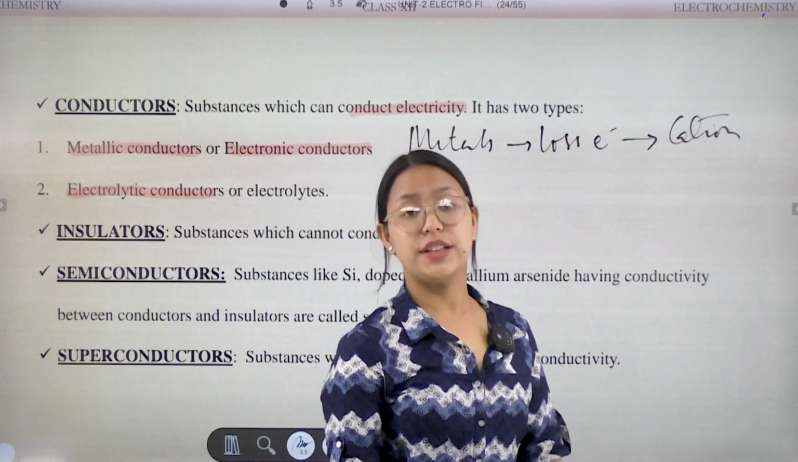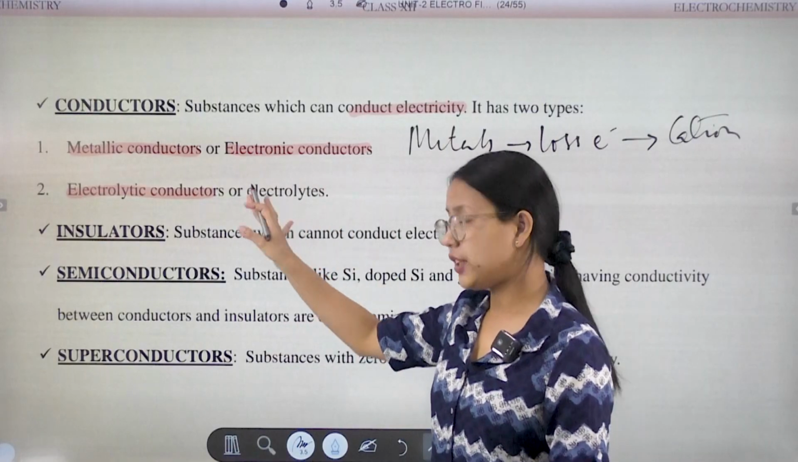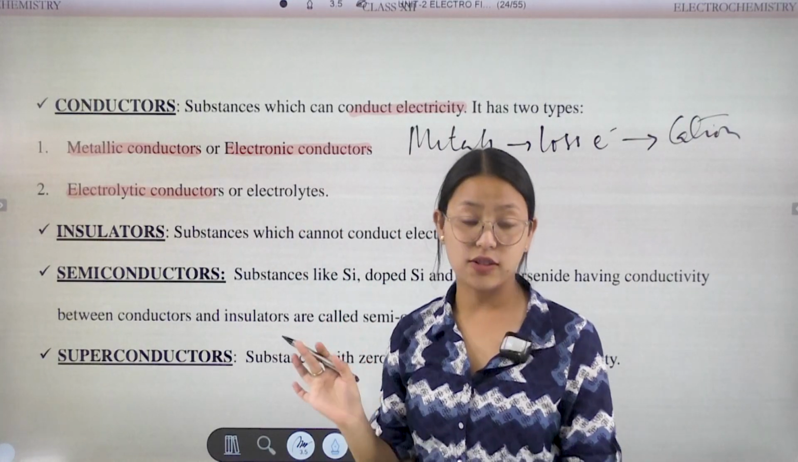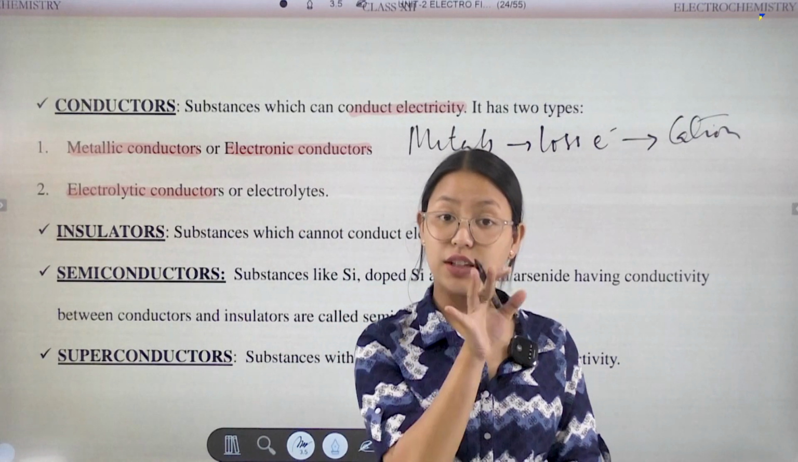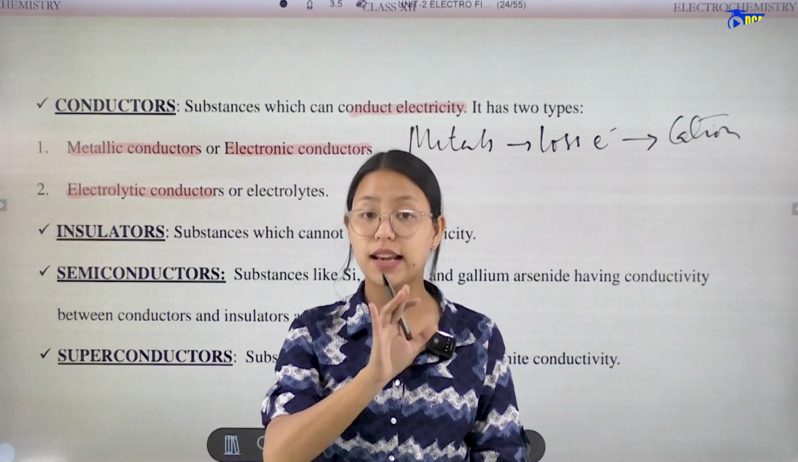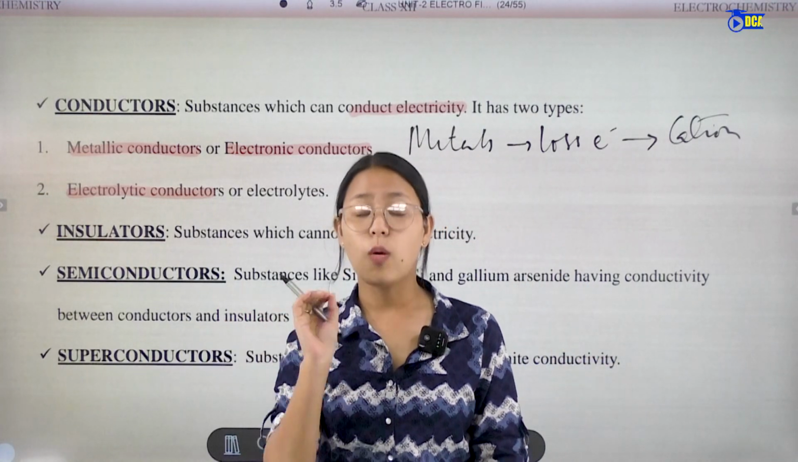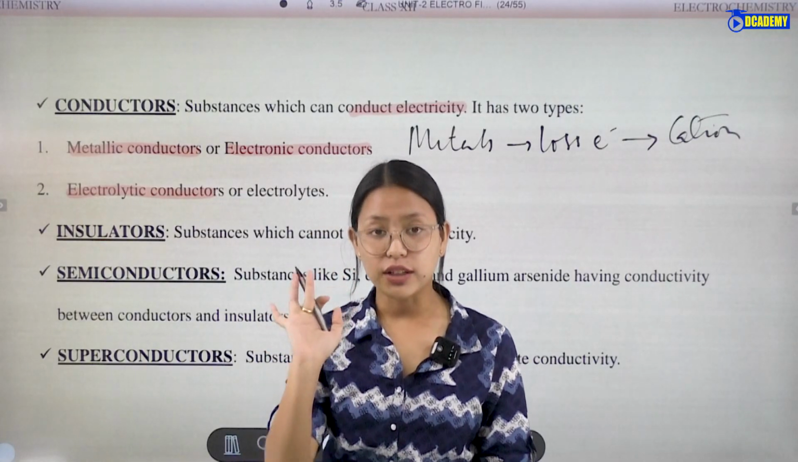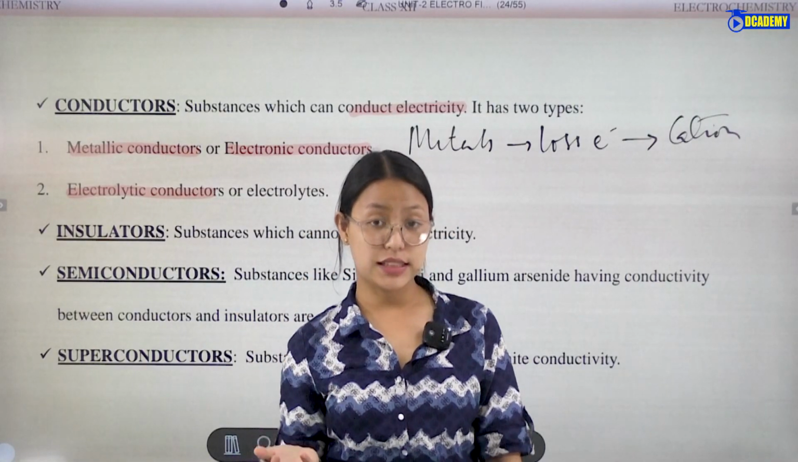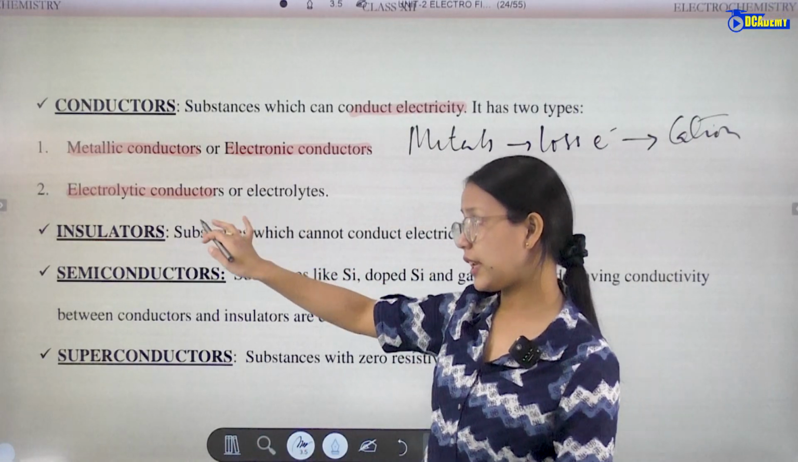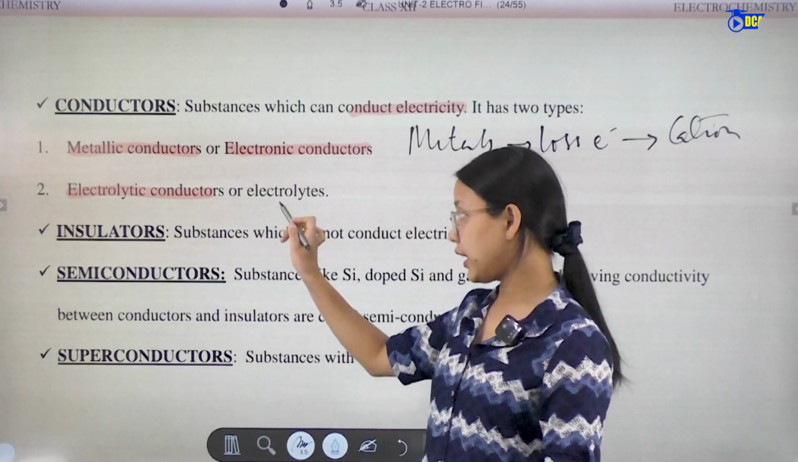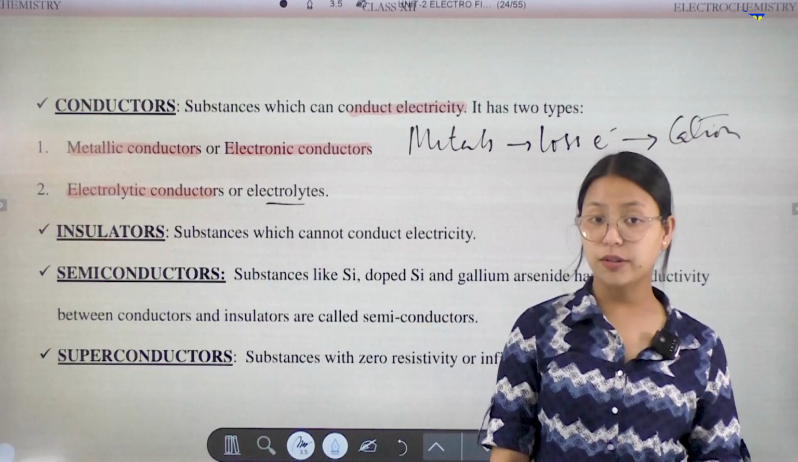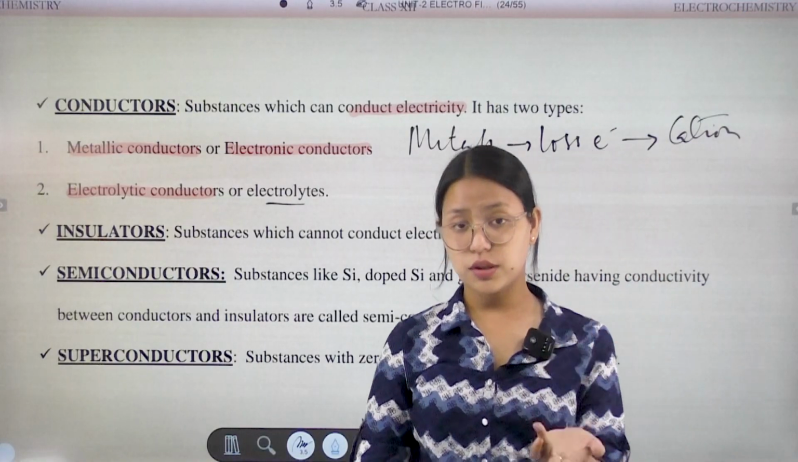Metals lose electrons and conduct electricity, so they are called electronic conductors, the metallic conductors. Then what about electrolytic conductors or electrolytes, where ions are produced?